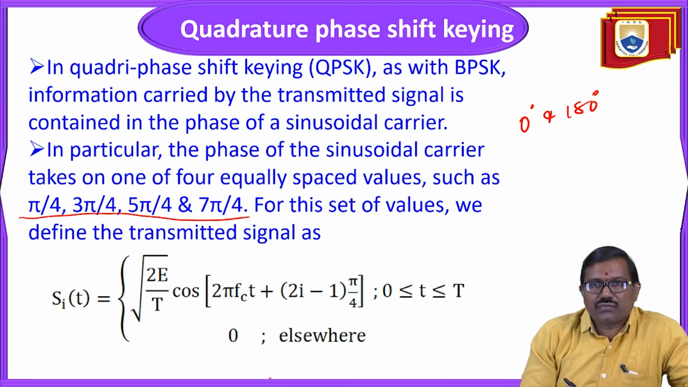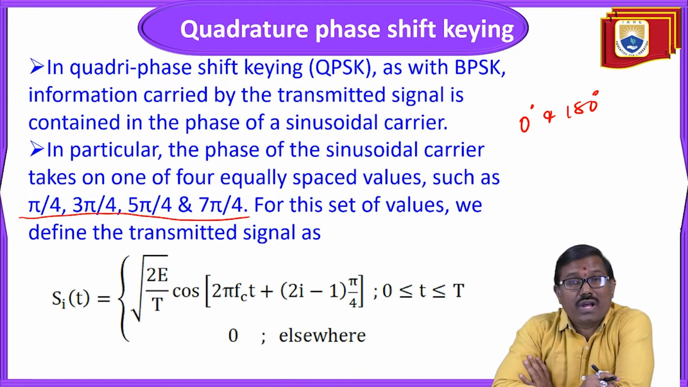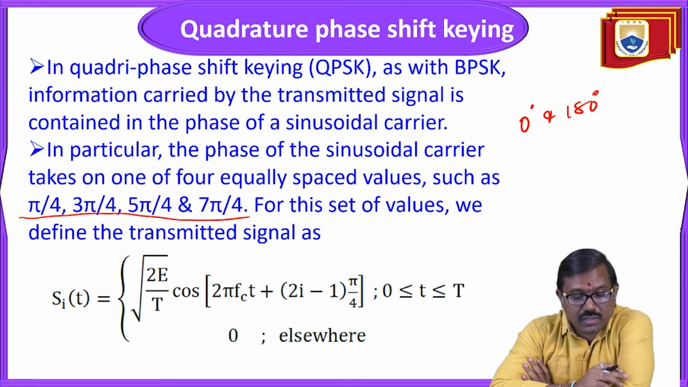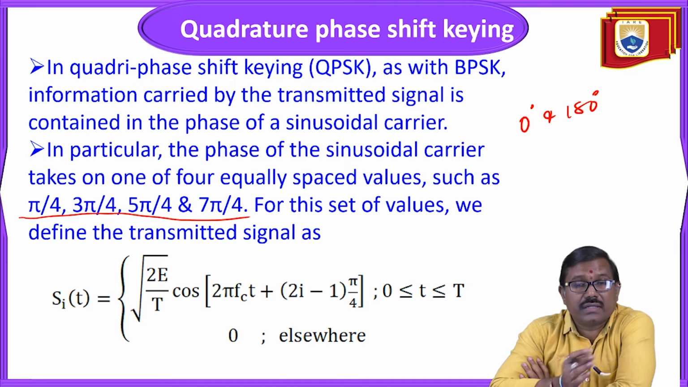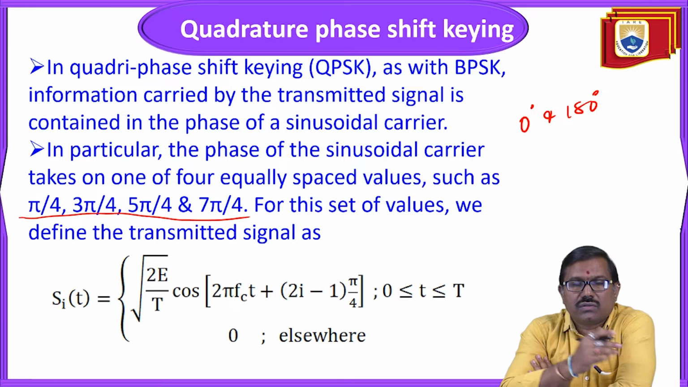Where i is from 1 to 4, we can change the i value, so the phase values are going to change. Why? Because this is cos of A plus B. We can rearrange this cos function as cos of A plus B equal to cos A cos B minus sin A sin B. In that form, we can see the modulated signal, which contains 4 possible values, depends on the i value. If the i value changes, the phase value also changes.